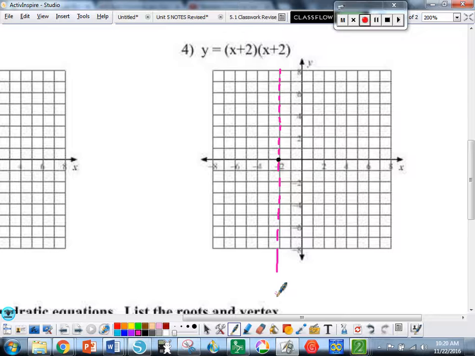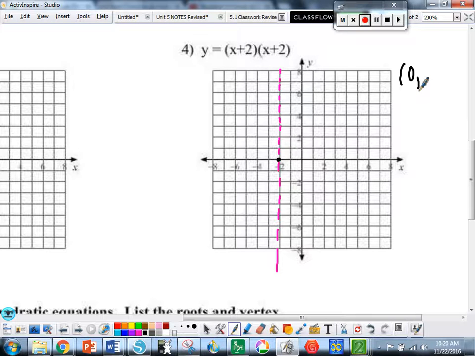So I'm not going to be able to use intercept or vertex to get my 3 points. I have to find something else. What did we do in the notes to find the other 2 points? There's one more point that we could find that's relatively easy to find. The y-intercept. How would I find the y-intercept? The y-intercept happens when x is 0.